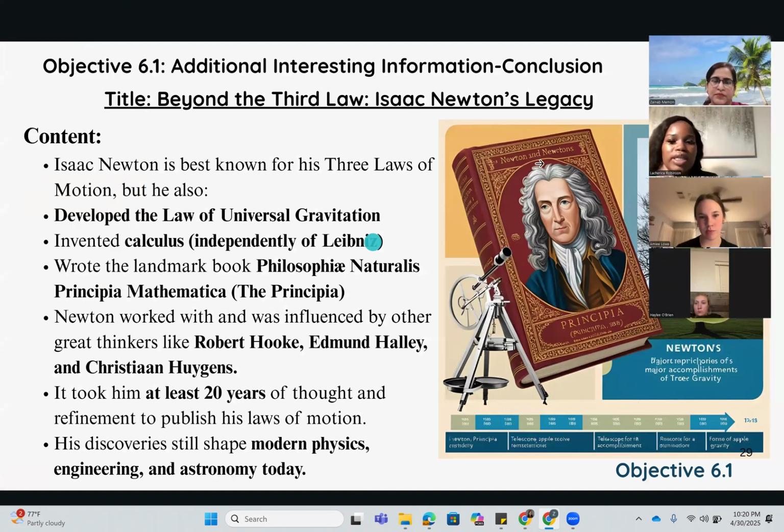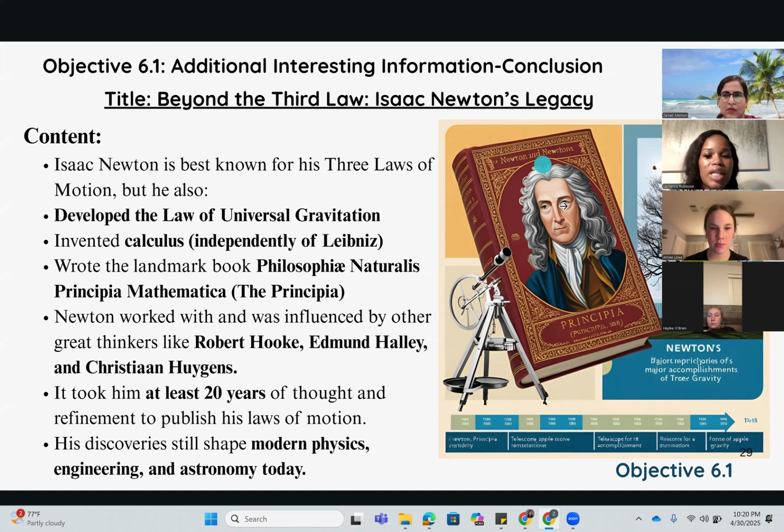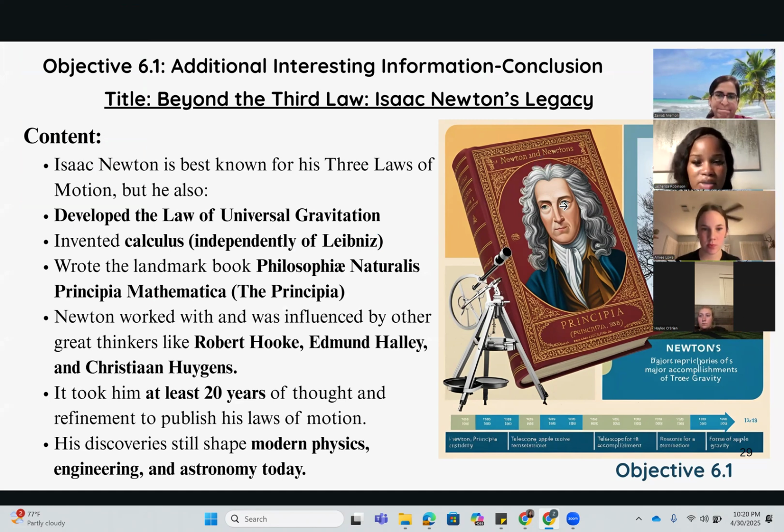Objective 6.1, additional interesting information. Isaac Newton is best known for his three laws of motion, but he also developed the law of universal gravitation and invented calculus, which we said earlier. He wrote the landmark book Philosophiae Naturalis Principia Mathematica. Newton worked with and was influenced by other great thinkers like Robert Hooke, Edmund Halley, and Christiaan Huygens.